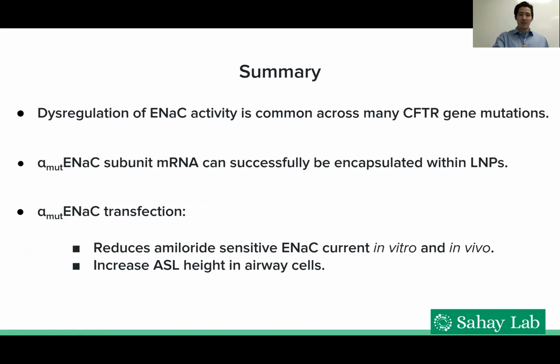So, in summary, dysregulation of ENaC is common across many CFTR gene mutations. α-ENaC subunit mRNA, as we have presented here, can successfully be encapsulated within lipid nanoparticles. And furthermore, alpha-mutant ENaC transfection not only reduces amiloride-sensitive currents in ENaC in vitro and in vivo, but it increases airway surface liquid height in airway cells.